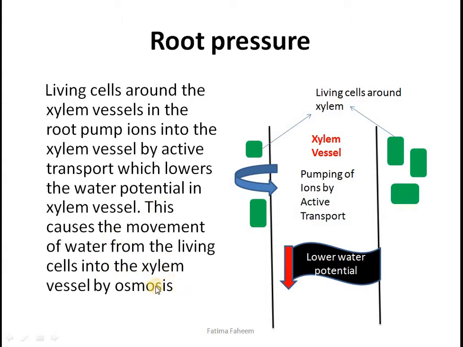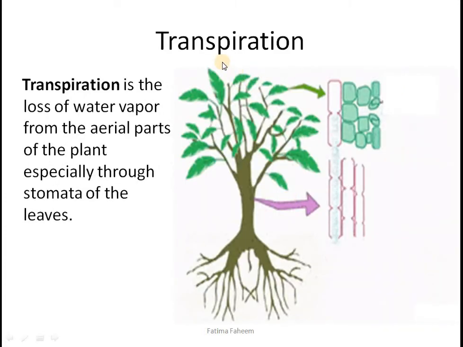This causes the movement of water from the living cells into the xylem vessel by osmosis. I hope you got the last point right: whenever you pump more ions into the xylem vessel, the water potential would get lower compared to the cells adjacent to the xylem vessel. It will not only lead to more water being absorbed from the root hair cell, but also the water from the surrounding cells would move from the area of their higher water potential to the area of their low water potential by simple osmosis. Next is transpiration pull.